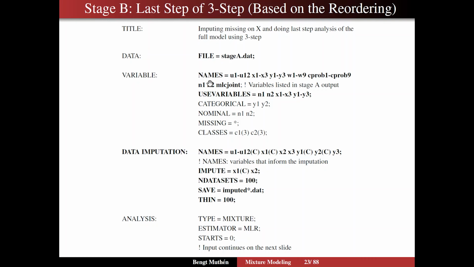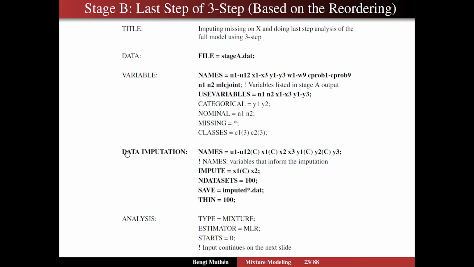And since it's 3-step, we're going to have the use variable list that includes these nominal variables, most likely class variables for C1 and C2, and then the covariates and the distals. And the categorical variables here then are Y1 and Y2. Y3 was continuous. And nominal is what we use for N1 and N2. And in stage A, the missing data flag is no longer 999, but it's asterisk.